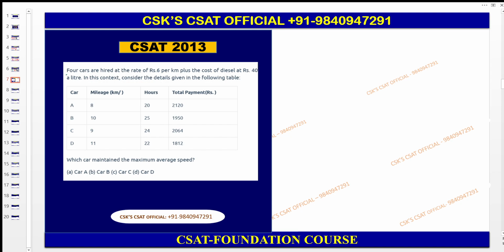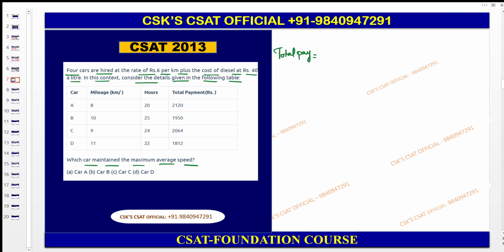Lengthy question. 4 cars are hired at the rate of rupees 5 per kilometer plus the cost of diesel at rupees 40 a liter. In this context, consider the details given in the following table. Car is there, mileage is there, hour is there, total payment is there. Which car maintains the maximum average speed? Maximum average speed. So in order to calculate the maximum average speed, the total payment has been given here. Then you can use this one.